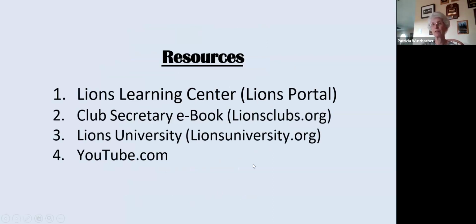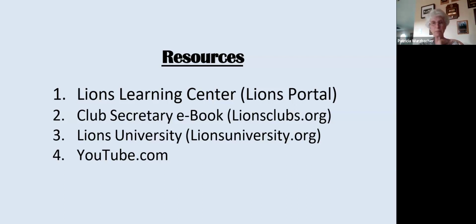This page I have here, I borrowed from PGG Carey for resources. These are invaluable resources for anyone, for the secretary. The Lions Learning Center you can access through the Lions portal. There's a Learn tab. Those are short little courses. There's 60 to 100 of them, and they're 30 minutes long. And you can take those. They've got a lot of information for officer positions, for training, for any other things you need, different tools, different insights.